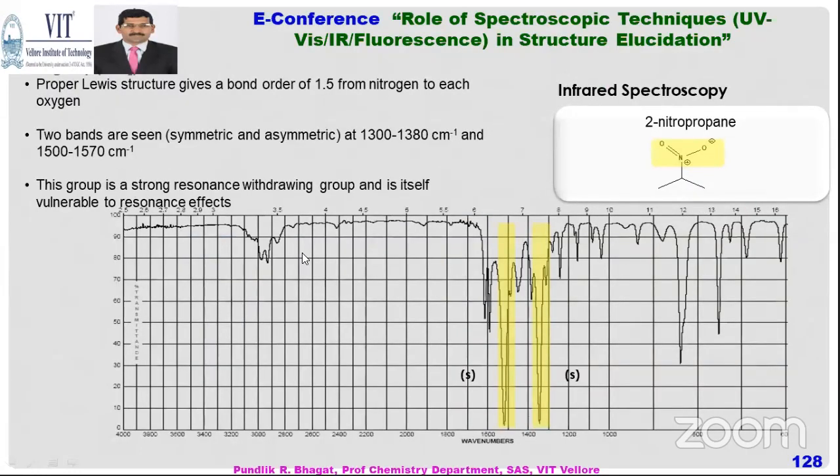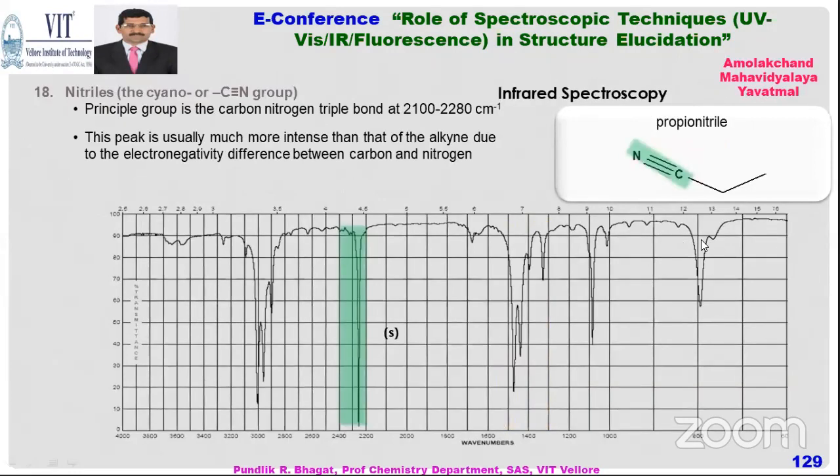Similarly, the nitro group you will also find. You will not find any overtone band here, only CH stretching, and you will find the N single bond and N double bond. Similarly, the C triple bond, which comes here around 2200. Yes, 2000 to 2300, shown as 2280. And again, below 3000 you will find the carbon single bond.